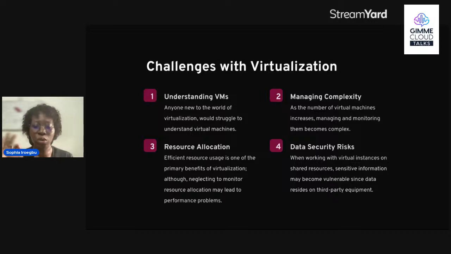Another one is resource allocation. Efficient resource usage is one of the primary benefits of virtualization. But when you do not monitor those resource allocations very well, it will cause the application that has been deployed, or that is currently in the cloud, to have performance problems. Like let's say you have multiple virtual machines and you do not allocate the resources very well among those virtual machines, it's going to cause performance problems.